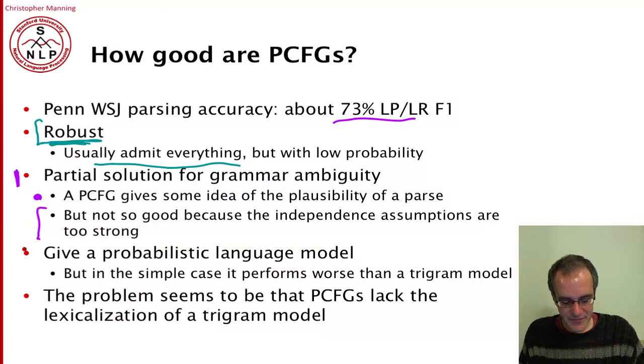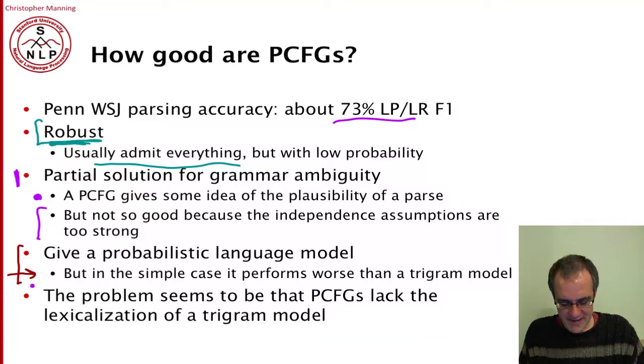A third good property is that PCFGs give us a probabilistic language model, so we can say how likely or unlikely sentences are in a language. But it's important to point out that you shouldn't now run off and think, aha, I've got a grammar, I'll use a PCFG as a better language model than the bigrams and trigrams we saw earlier. Because actually a PCFG, as we've shown it so far, doesn't work as well as a bigram or trigram as a language model for tasks like spelling correction or speech recognition.